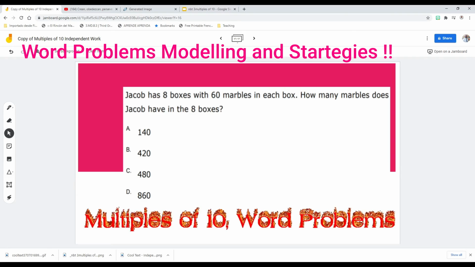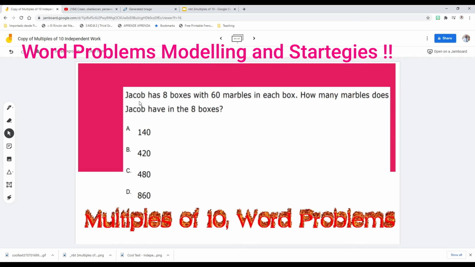This is how a word problem will look like when you take a test multiplying by a multiple of 10. Let's read the problem, then try to find out what is being asked and what we have to do. Jacob has 8 boxes with 60 marbles in each box. How many marbles does Jacob have in the 8 boxes?